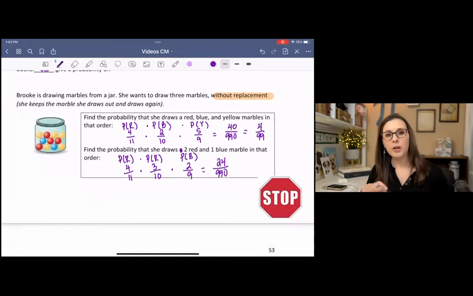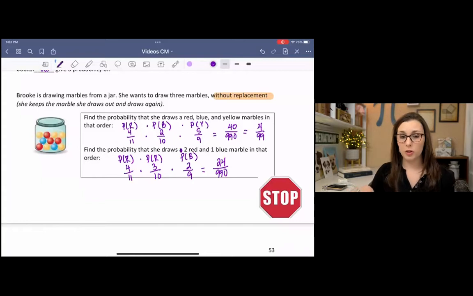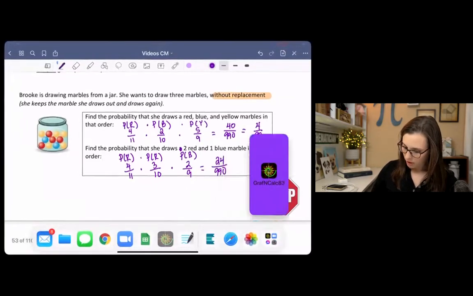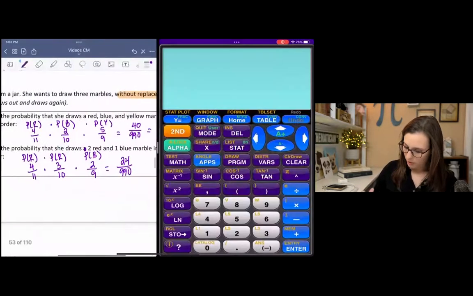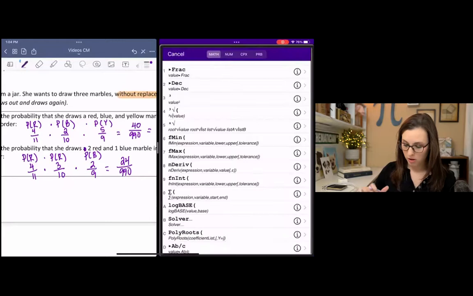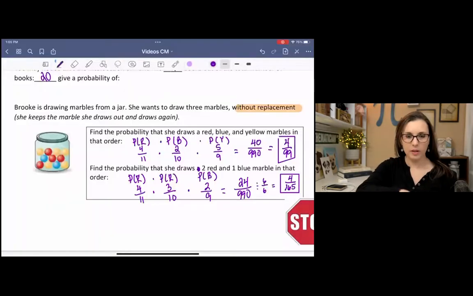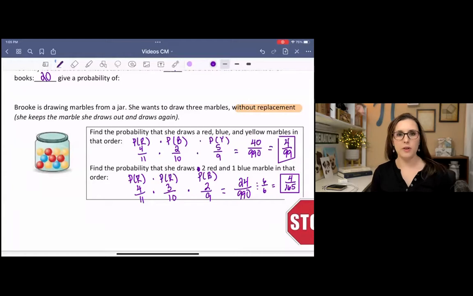I do want to point out if you're having trouble reducing and if you're allowed to use a calculator, how you can use that to your advantage. I'm going to pull up a calculator here. I'm going to type in 24 over 990. And I'm going to go to math. That first option is fraction. Enter, and it reduces it for you. So there you go. We should get 4 over 165 there.